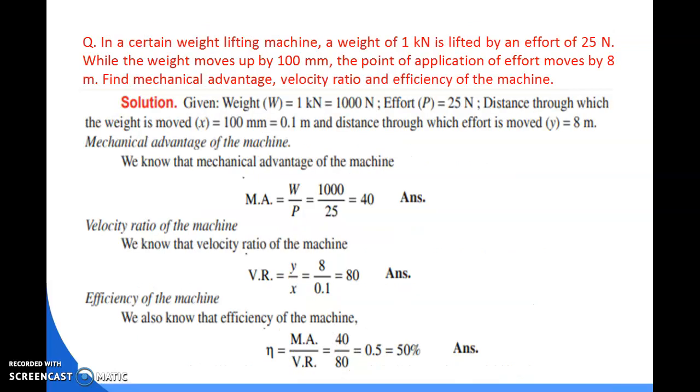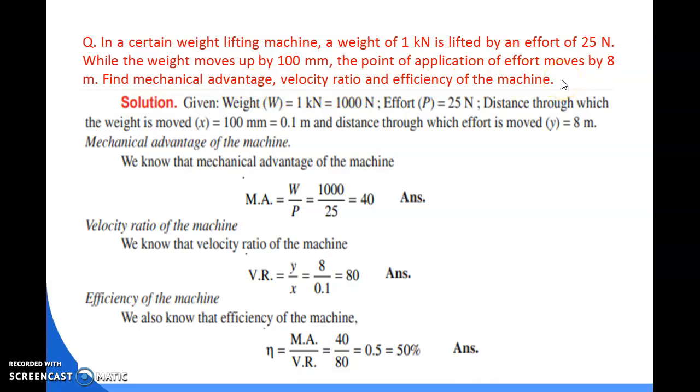So now there is a numerical. The problem is: in a certain weightlifting machine, a weight of 1 kN is lifted by an effort of 25 Newton, while the weight moved by 100 mm, the point of application of effort moves by 8 meter. Find mechanical advantage, velocity ratio and efficiency of the machine.